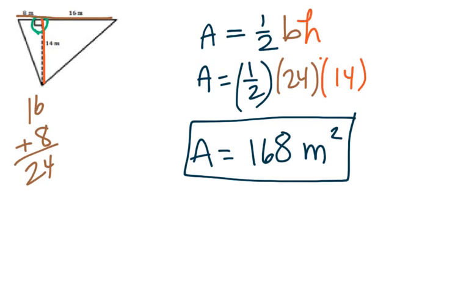You could have done this problem differently. I'm not going to go through all of it, but you could have found the area of this triangle and the area of this triangle and added them together to find the area of this entire piece. That is a perfectly acceptable way to do this, and if you do all the parts correctly, you should have ended up with the same answer.